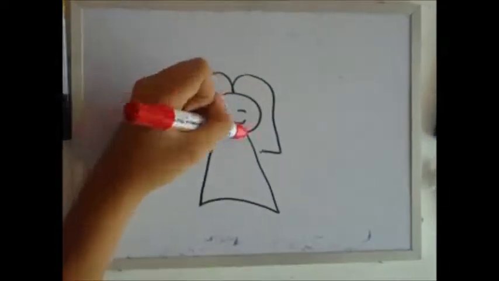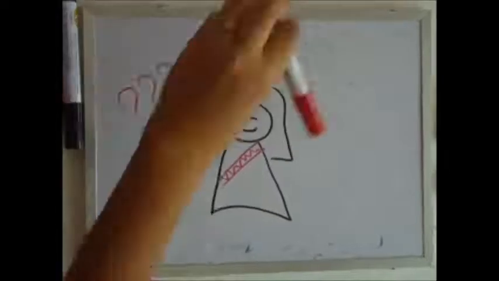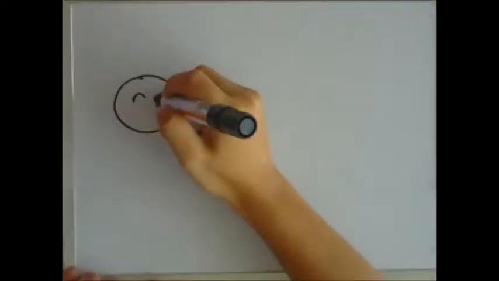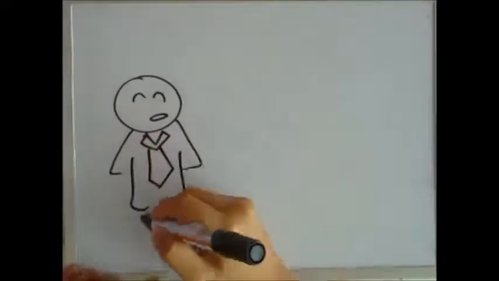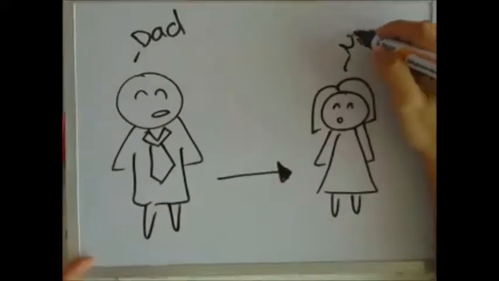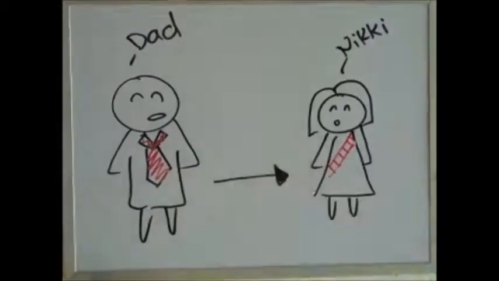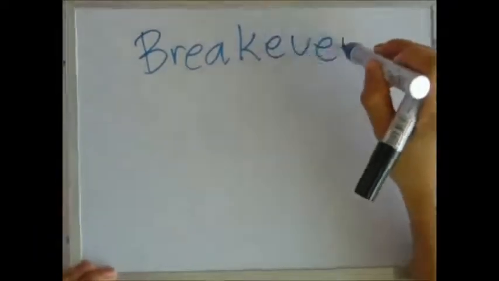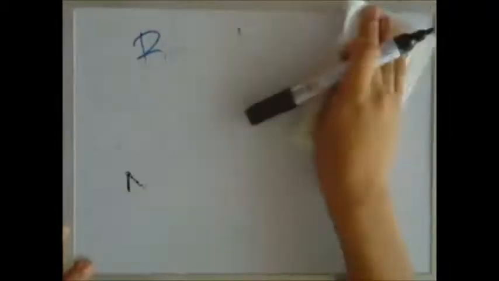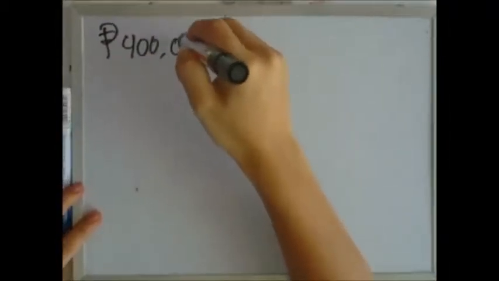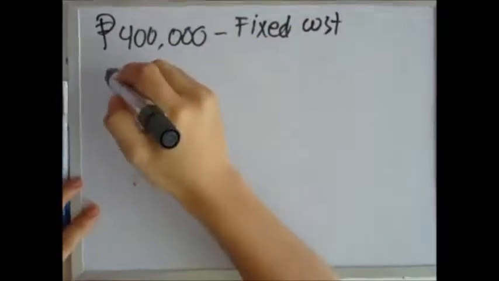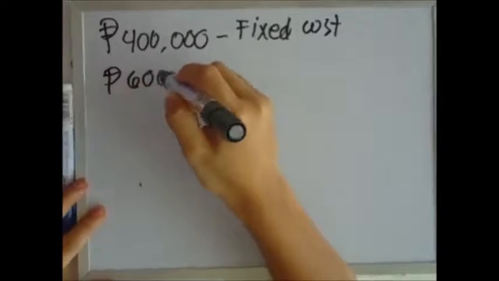If one set of swimwear costs 600, how many swimwear should I sell to make profits? My dad tells me to know how many units I should exceed for me to sell. To get this, we solve for the break-even point. Break-even is when your sales and costs are equal, or there is no profit or loss. My dad tells me to solve for the break-even point in units. The solution looks like this.